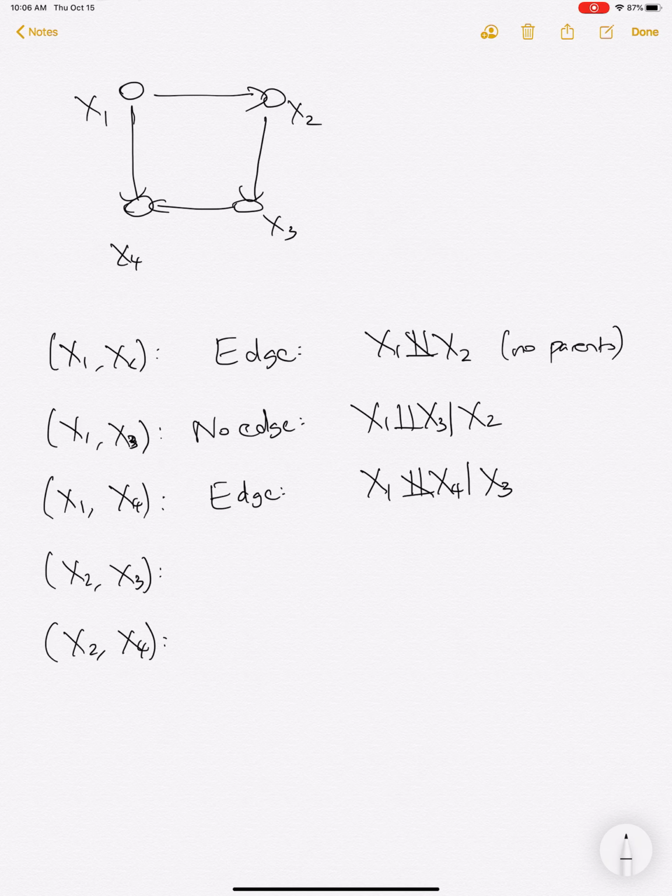And then similarly, from x2 to x3, there's an edge. So that means we have x2 is dependent on x3. I've missed one here, so it should be x3, x4, but we'll do that later. So the only parent of x2 and x3 is x1, so we condition on x1 here.